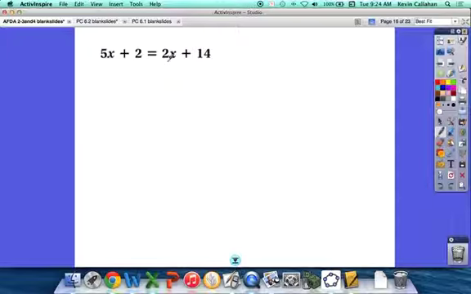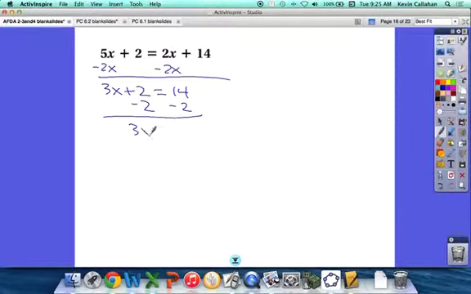Okay, how can we cancel a positive 2x on the right-hand side? Subtract 2x. Right, that's a plus 2x, so we subtract 2x. 5x minus 2x, 3x. 2x's cancel, 14. Okay, now it's a two-step equation. Subtract 2. 3x equals 12. x equals 4.